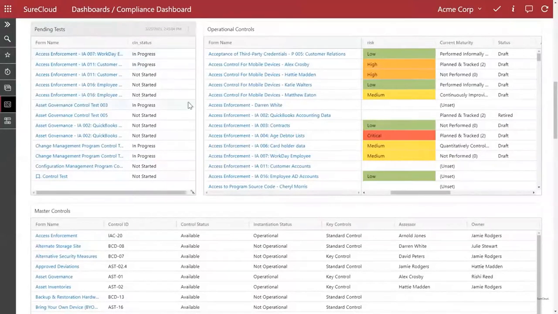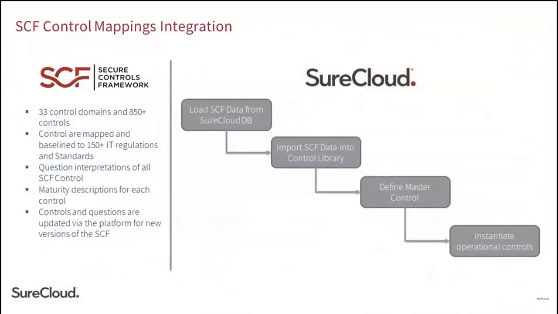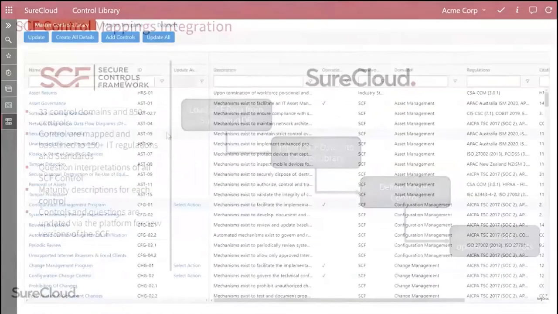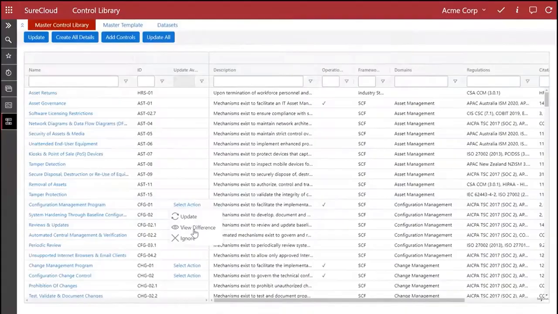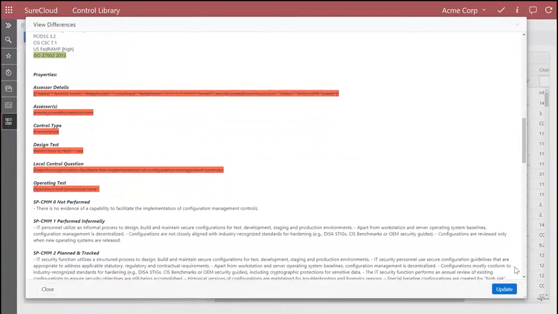As controls are tested, the bars on this chart will continue to populate as the controls are already pre-mapped to the regulations. SureCloud's control content and subsequent mappings is provided by the Secure Controls Framework, an industry-leading compliance content provider that boasts over 850 control statements that are mapped to more than 150 IT regulations and frameworks. As newer versions of controls are made available, SureCloud makes it easy to adopt these updates by notifying control owners and compliance managers who can review and accept these updates as they wish.